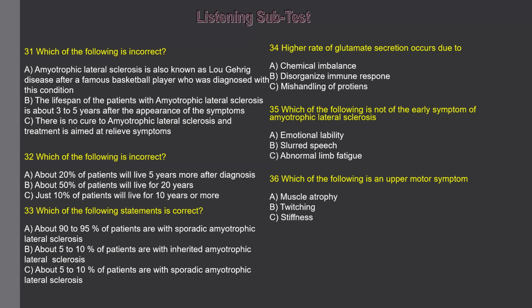Early symptoms of the disease often include abnormal limb fatigue, clumsiness, slurred speech, and muscle cramps and twitches. Symptoms will spread all over the body as the disease advances.